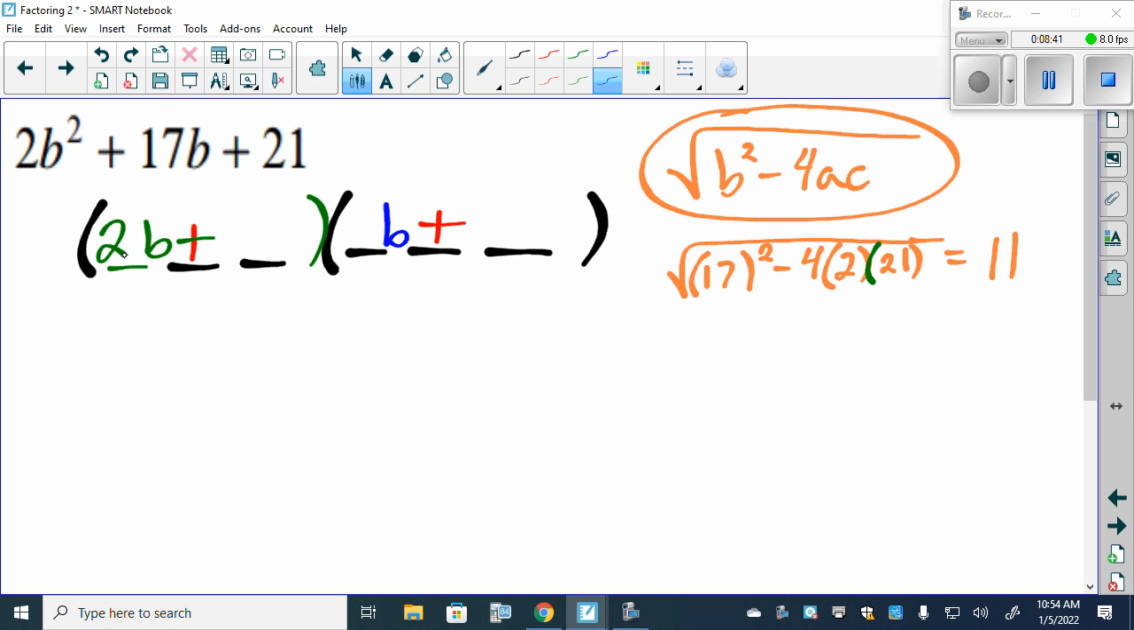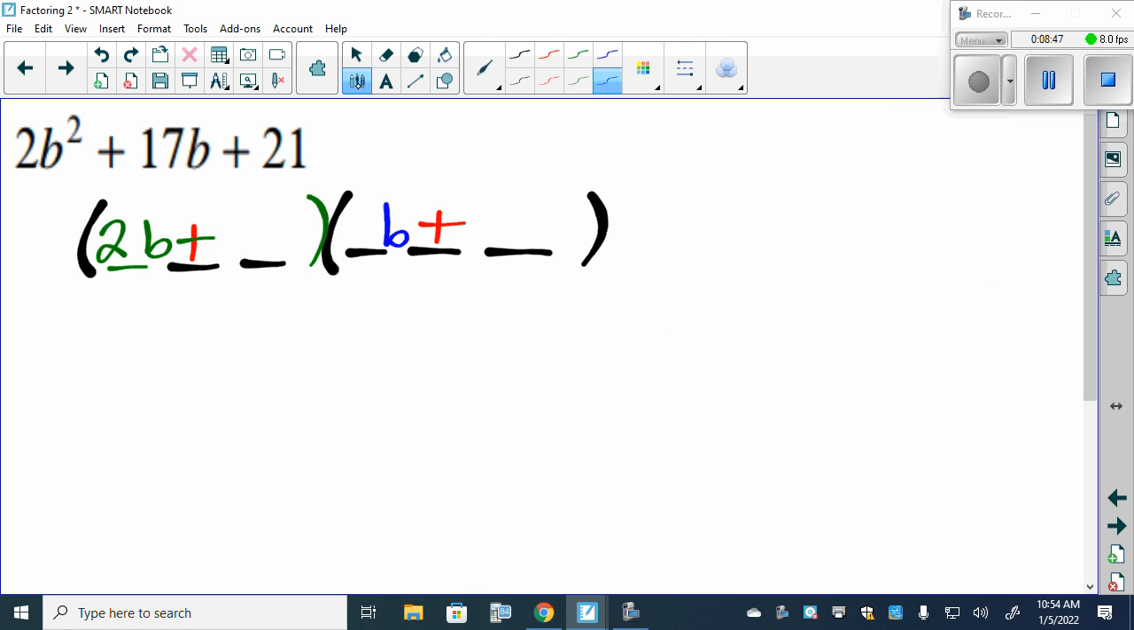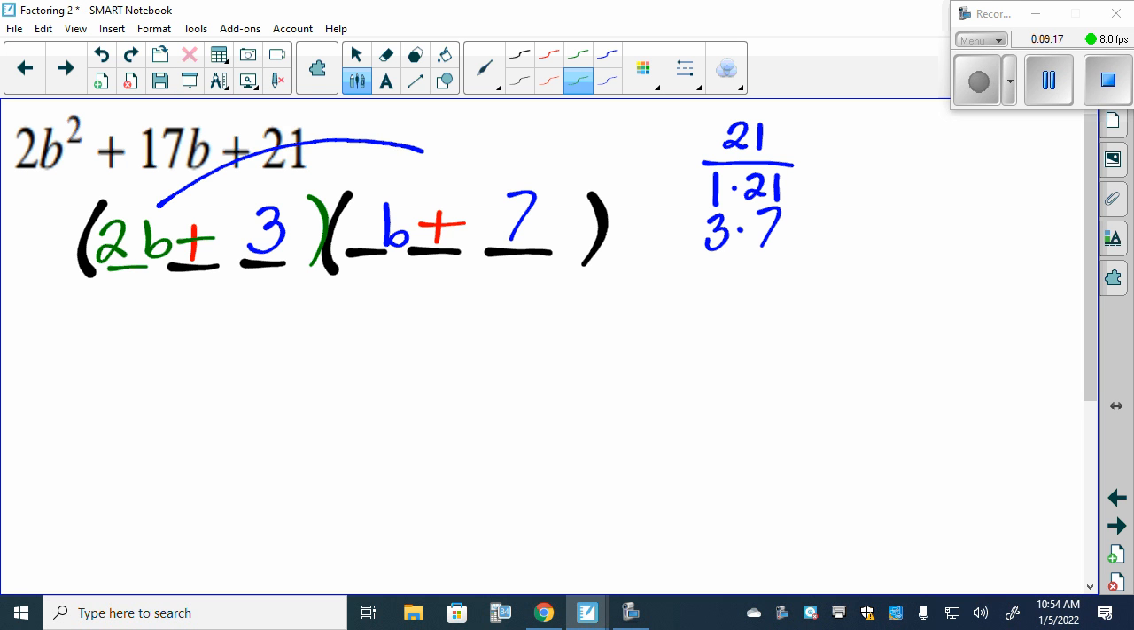Now we need to look at the factors of 21. Well, 1 and 21, 3 and 7. Which one do we want to try first? 3 and 7. Which one do we want to put in first? 3, 7. And last but not least, we can check to see if this works.